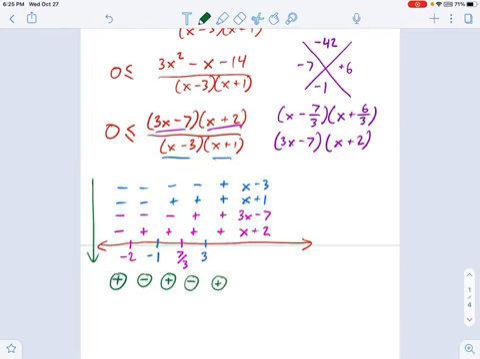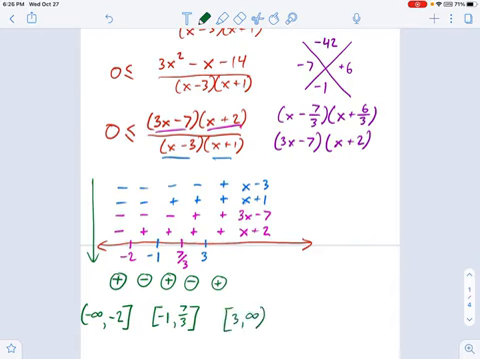And now it's time to use this sign array to answer the question that was asked originally. Where is it greater than 0? Well, what are the positive numbers? I have positive numbers here. Everything from negative 2 to negative infinity. Where's another positive number? Oh, here's one. Between negative 1 and 7/3. That's positive. And there's one more positive at the end. Everything from 3 to infinity.